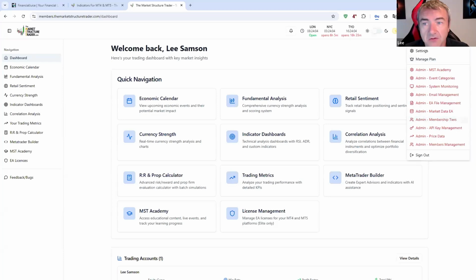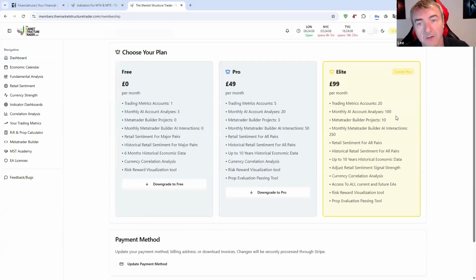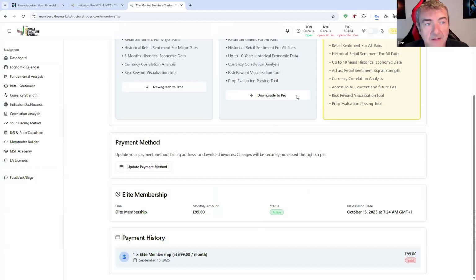I've got all the admin stuff, but you'll have your profile, your settings, and your managed plans. The managed plan is where you can go to upgrade and downgrade membership, and it tells you what you get on each level. You've also got your subscription information down there.